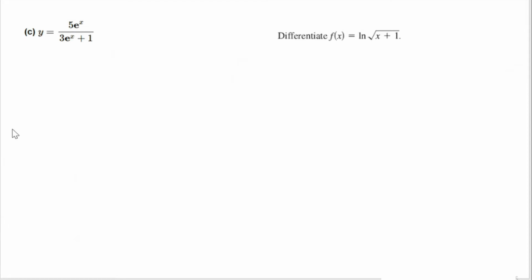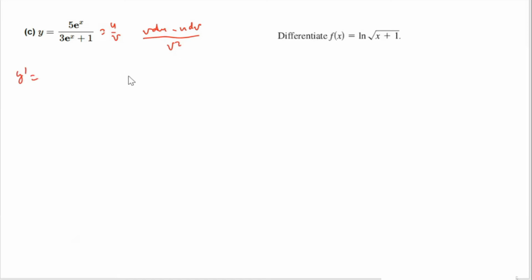So for this, we have y equals 5e raised to x over 3e raised to x plus 1. So in this case, we are going to use the quotient rule. If this is my u and this is my v, then I will use the formula of v du minus u dv all over v squared. So y prime now is equal to this formula.